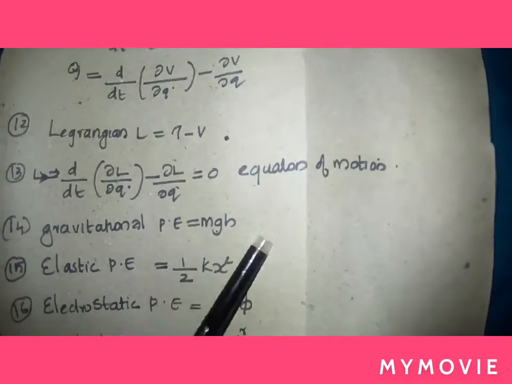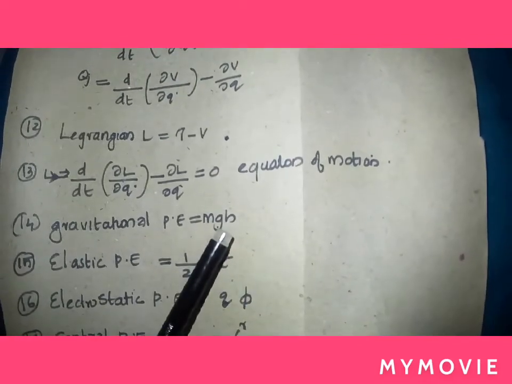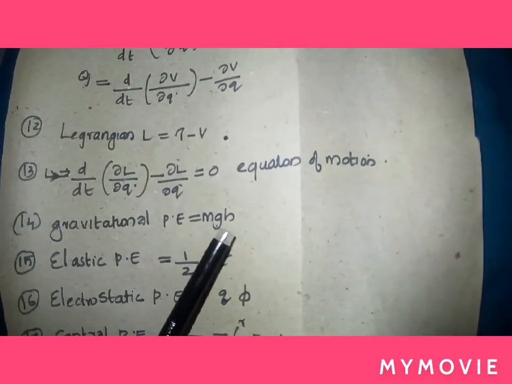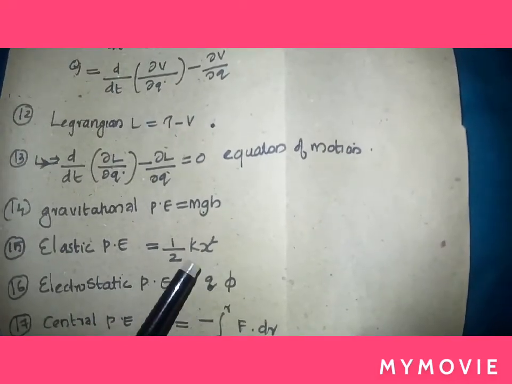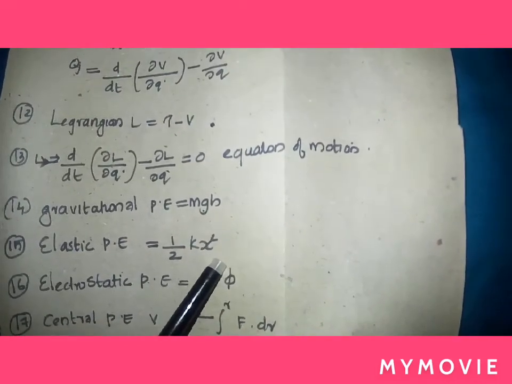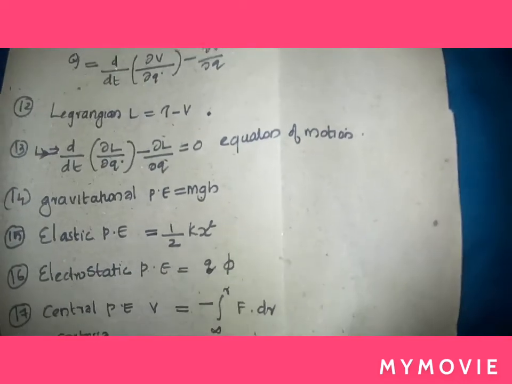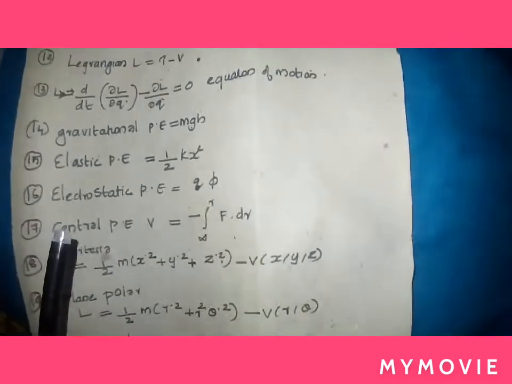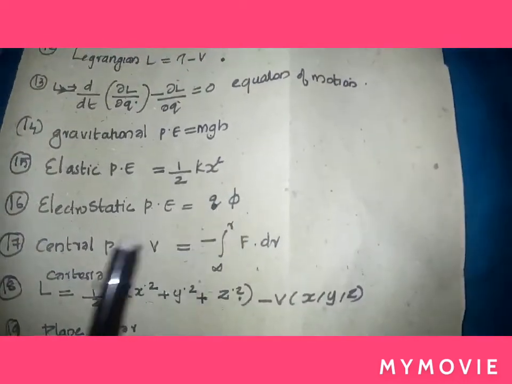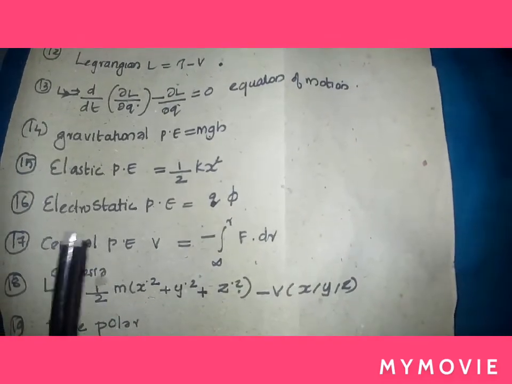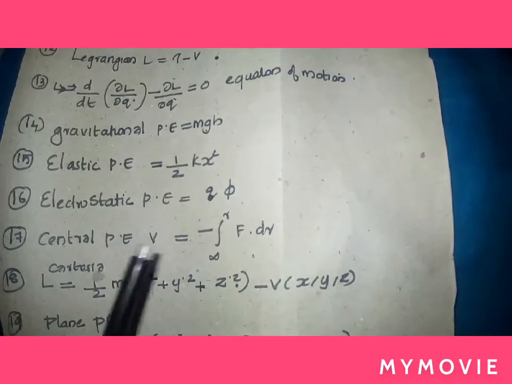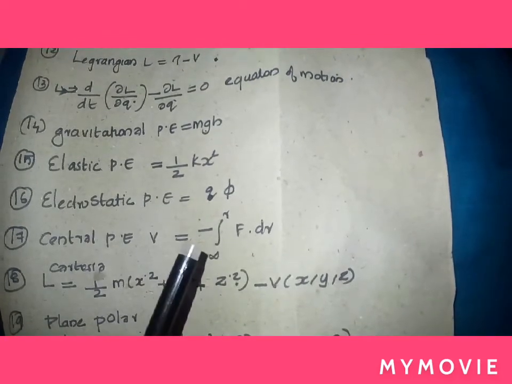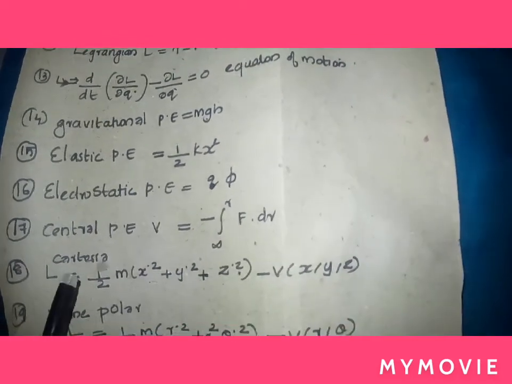Gravitational potential energy is equal to mgh, where g is the acceleration due to gravity, m is mass, h is height. Elastic potential energy is equal to half kx square, where k is the spring constant, x is distance or extension. Electrostatic potential energy is equal to q phi, where phi is potential. Central potential energy V is equal to minus the integral from infinity to r of F dot dr.